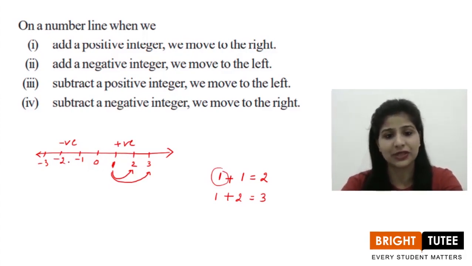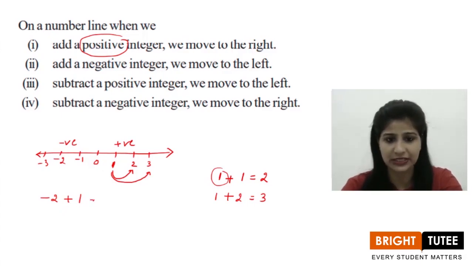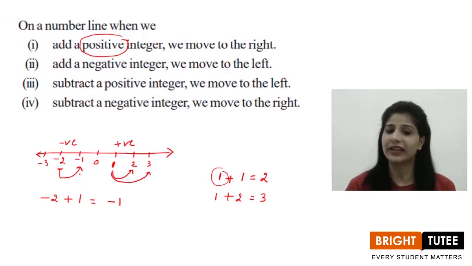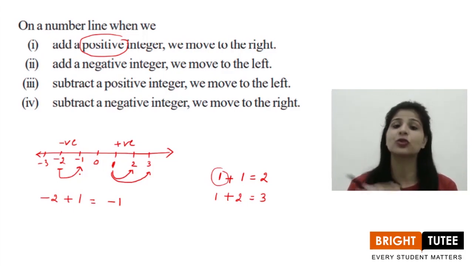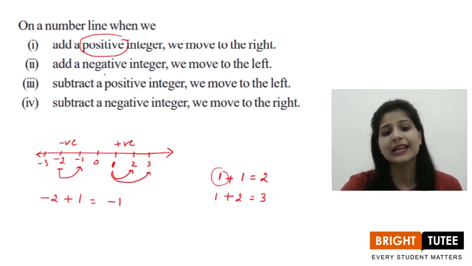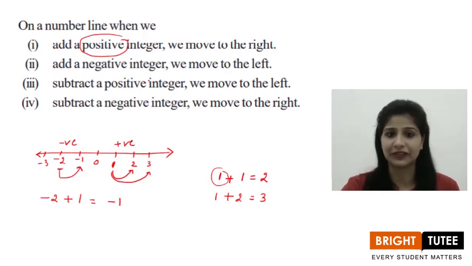Now with the negative numbers, in minus 2, okay, what I have to do? Add a positive integer. In this, if I add 1, a positive integer, if I am adding, what do I get? Minus 1. So you see, we were here and now we are here at minus 1. So what we are doing? Add a positive number, whatever integer it is, positive, negative or 0, we always have to move towards right. Yeah, clear? Next one. The second point says, add a negative integer, we move to the left.